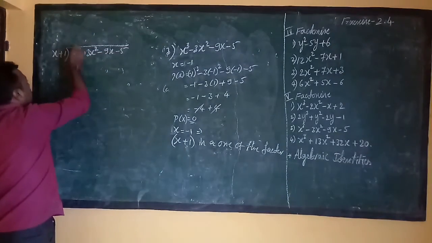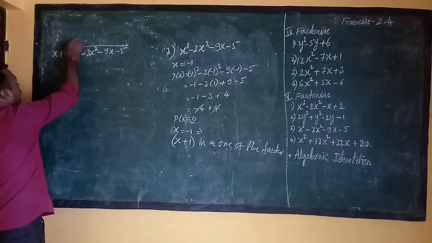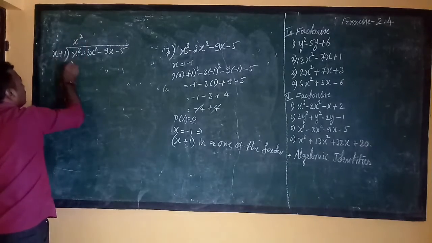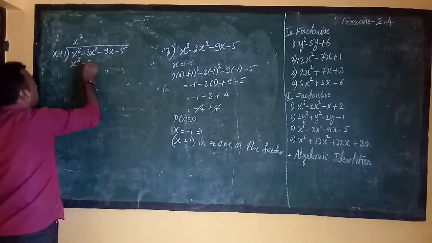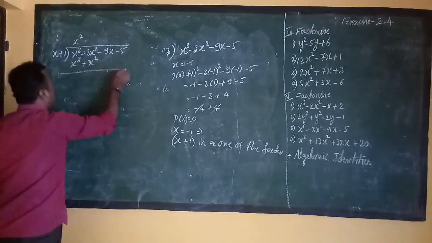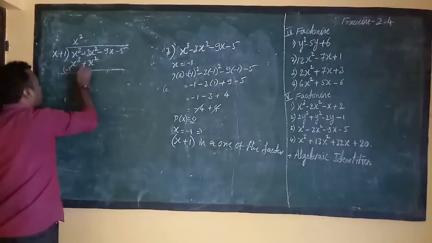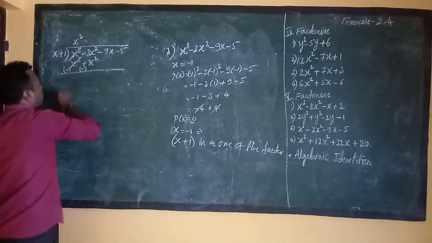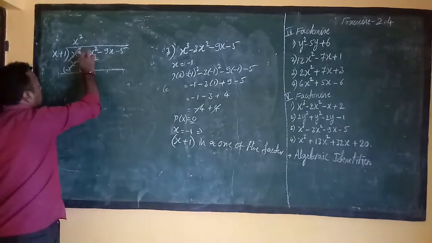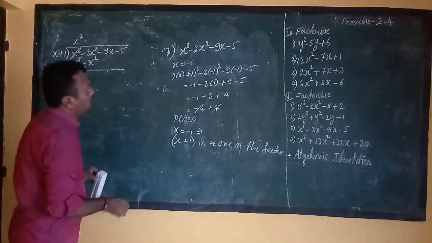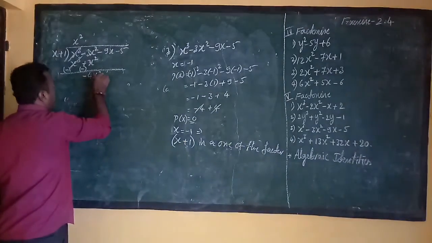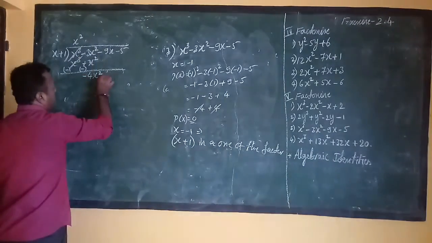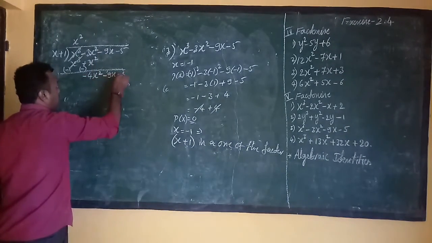Yes, students. So here x cube, here x, we have to take x square. X square into x is x cube, and x square into 1 is x square. The remaining signs are minus. So x cube minus x cube gets cancelled. Minus 3x square minus x square is minus 4x square. Correct? Minus 4x square.